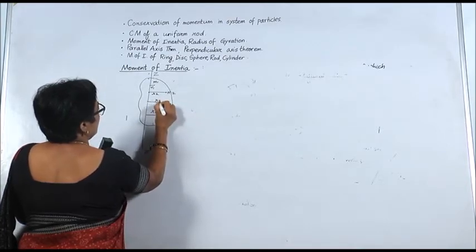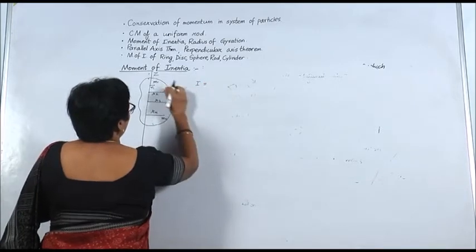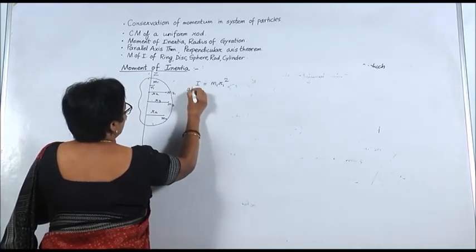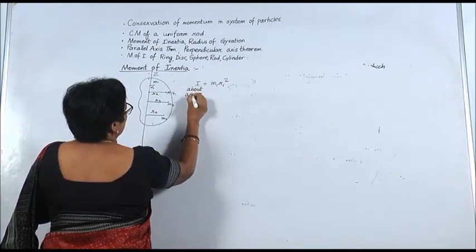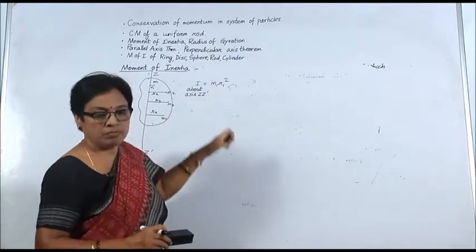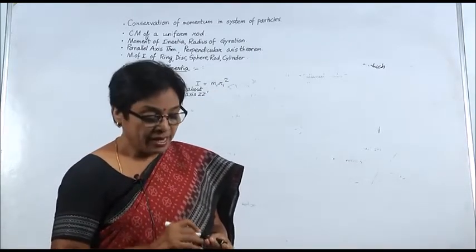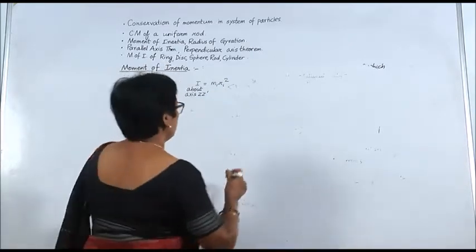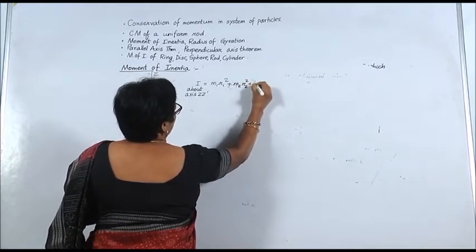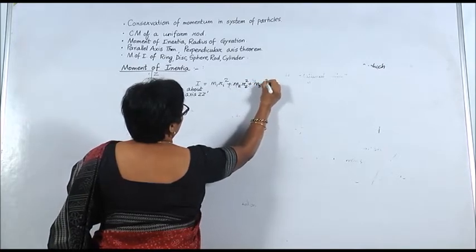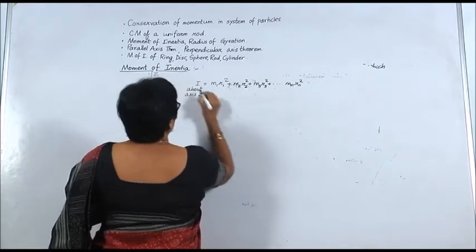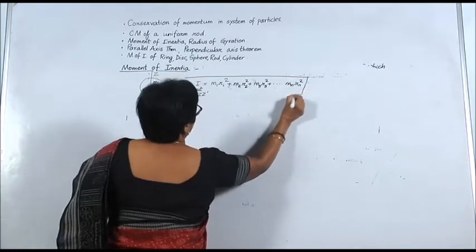then the moment of inertia of m1 is m1 r1 square, moment of inertia about axis z dash. This is for the first body, and for the second body it is m2 r2 square. So, I will add them up, m2 r2 square, then for the third body it is m3 r3 square and so on. For the nth mass, this will be mn rn square. So, this is our moment of inertia of a rigid body.